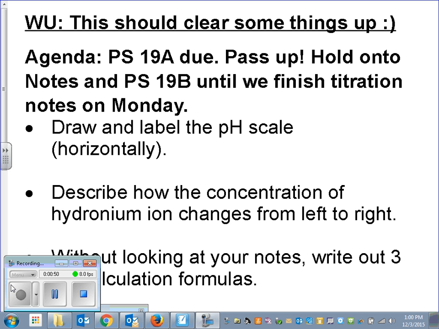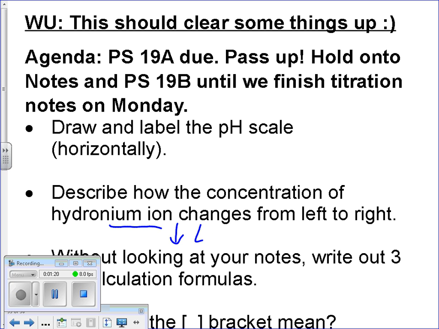Why is the strong acid down towards 0? It makes a ton of hydronium. And then weak acids make a fair amount of hydronium, but not a lot. So that's why they're in the middle region. So how does hydronium concentration change from the left to the right on the pH scale? Connor? There's more concentrated on the left side. So what happens as you go from left to right? Okay, so the concentration of hydronium decreases from left to right.